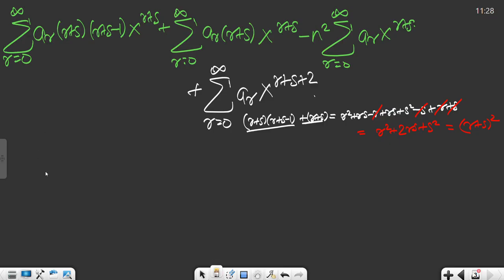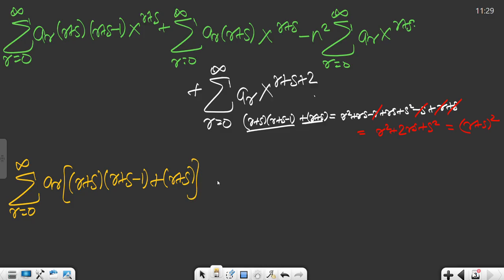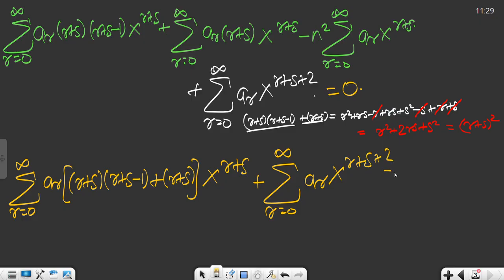Let's use all three terms written in green color. So we are going to take common the infinite sum as r goes from 0 to infinity, and we can take a sub r common as well, and then this parenthesis. So it's r plus s times r plus s minus 1 plus r plus s, and whole to the common out x to the r plus s, and we are left with, oh, I'm sorry, this was equal to 0. So the sum as r equals 0 to infinity of a sub r x to the r plus s plus 2 equals 0.